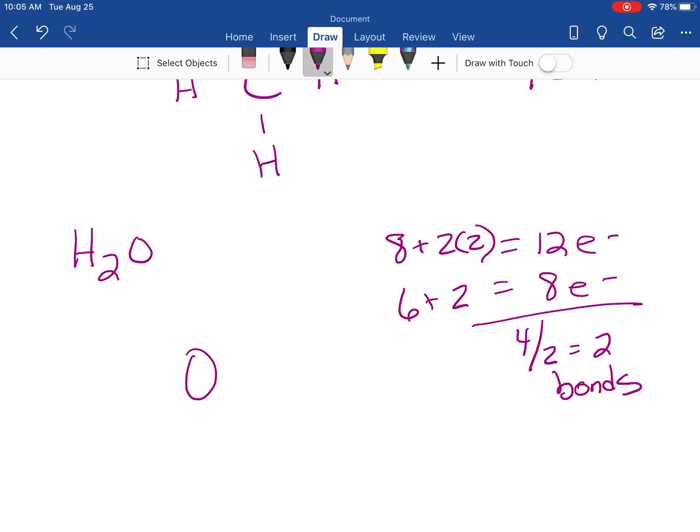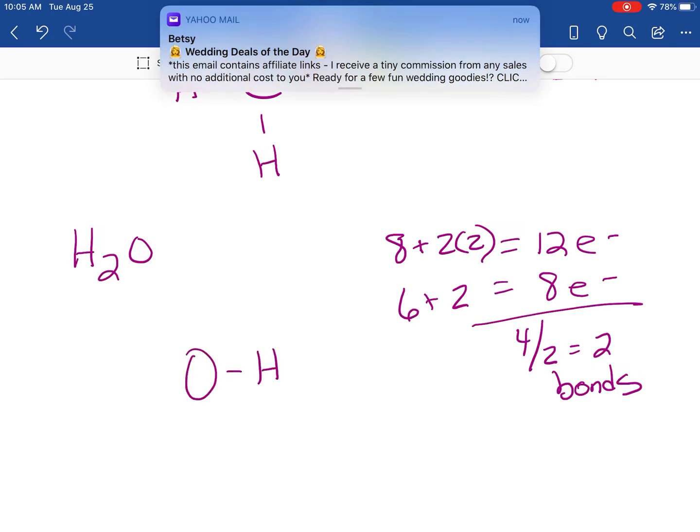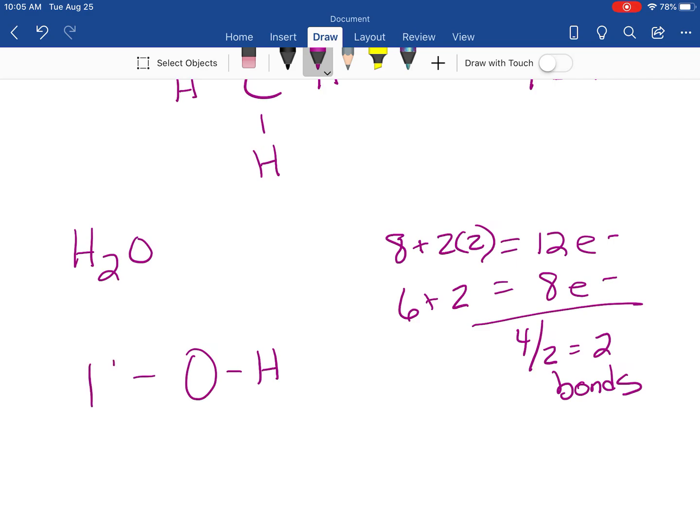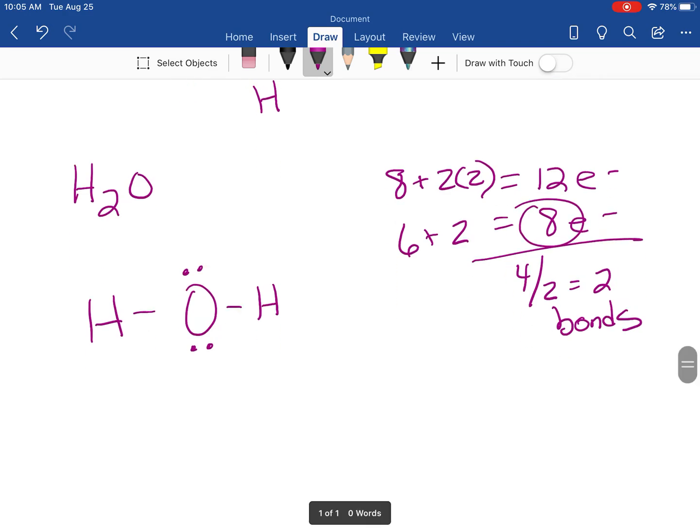And so we'll put our oxygen in the middle. We'll do our hydrogen. And then we have to make sure we fill the octet for oxygen. So there's 2 electrons here. There's 2 electrons here. We need 2 more to complete the octet for oxygen. And so if we add up our electrons, then we have 2, 4, 6, 8, and that matches our 8.